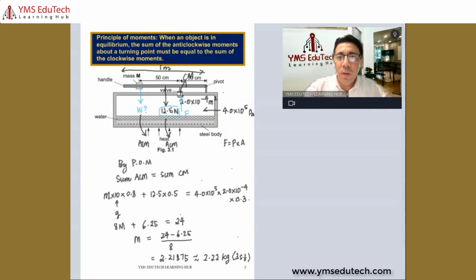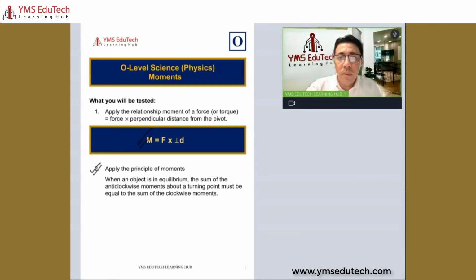So running through very quickly from the start, these are the two things that will be tested in the examination. First, the formula: moment equals force multiplied by perpendicular distance from the pivot. And number two, applying the principle of moments. That says when an object is in equilibrium, the sum of anti-clockwise moments about a turning point must be equal to the sum of clockwise moments about the same pivot.